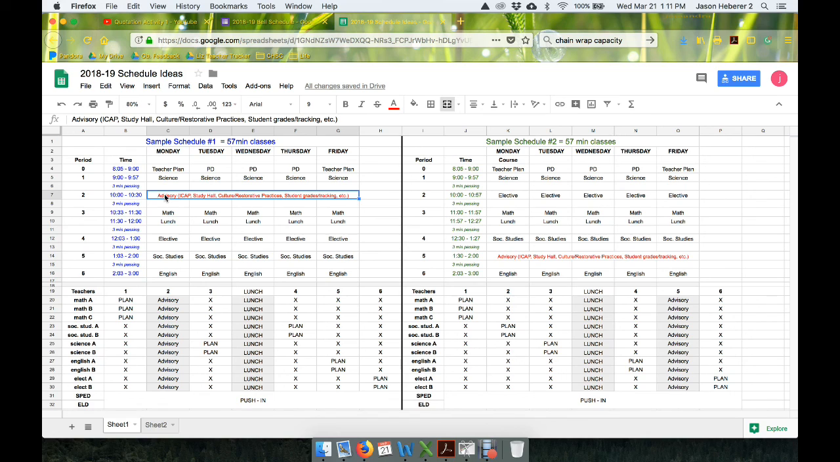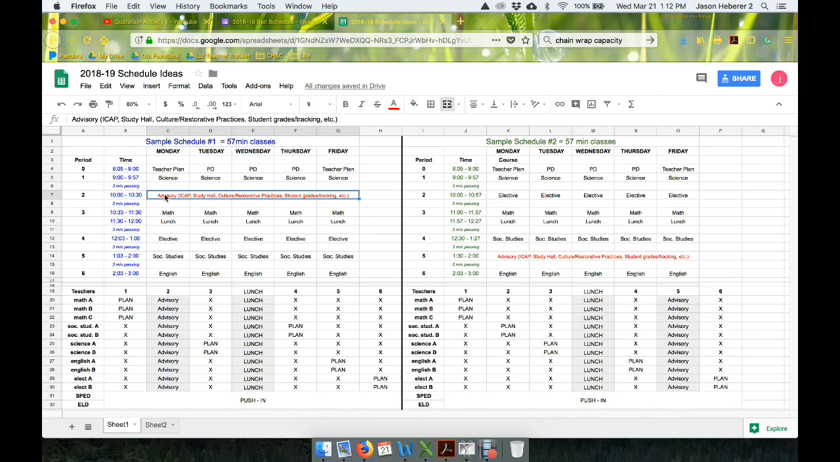That could be happening. Building in study hall into the day, so structuring how students are completing the work that they need to complete. Coming up with culture and restorative practice options, so circles and developing relationships, making phone calls to families. And then student grades and tracking, so providing space and opportunity for students to pull their own grades from Schoology or IC, track those grades, make a plan: when I have study hall, maybe tomorrow, what am I going to be working on? What do I need to do to be ready for that? So those are some options of things that could happen in advisory.